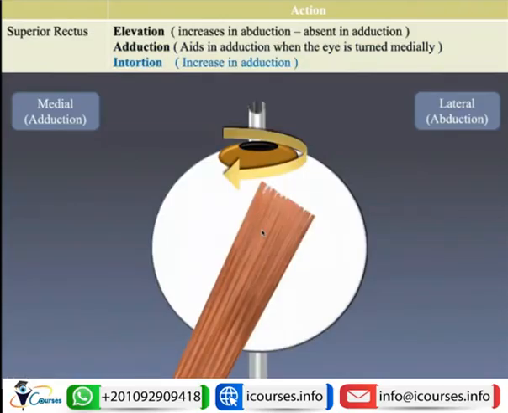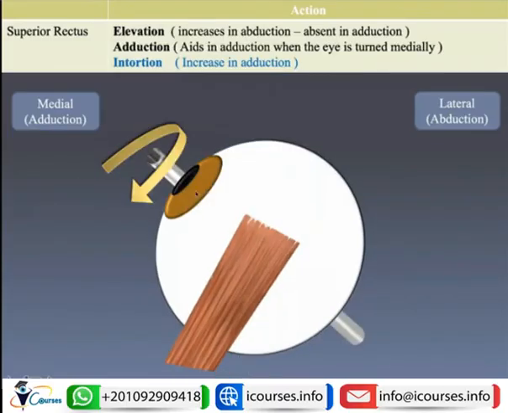Finally, we have the intorsion. The contraction of the superior rectus muscle will cause a rolling in of the eye toward the nose, toward the adduction, and if the eye is adducted, this will lead to more intorsion toward the nose.